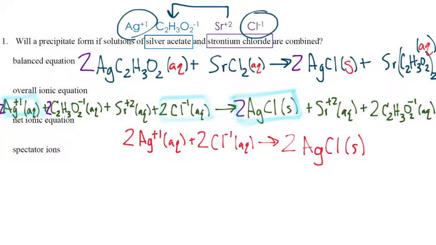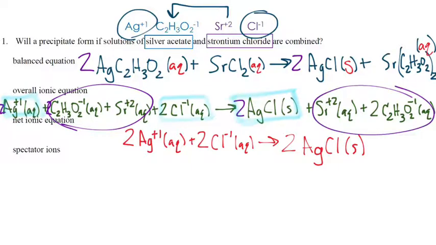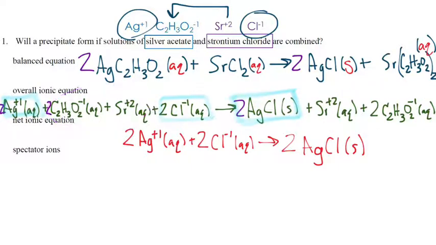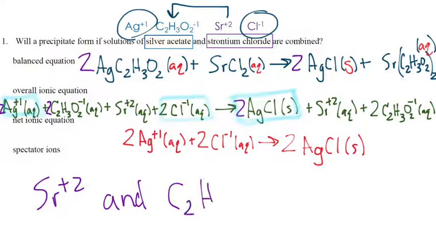That was most of our goal, but it's still important that we identify our spectators, and that's basically everything else. You'll notice it is the same stuff on both sides. Doesn't really matter the order. And now that we realize they're spectators, we don't really care how many they are, as long as we know what they are. So I'm going to say Sr plus 2 and acetate negative 1 are our spectators here.